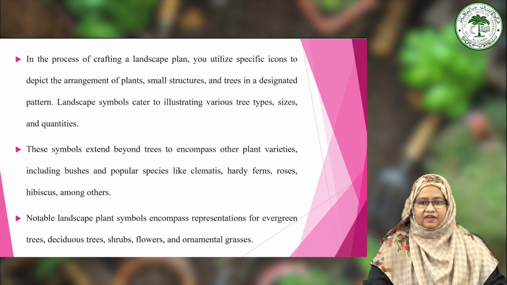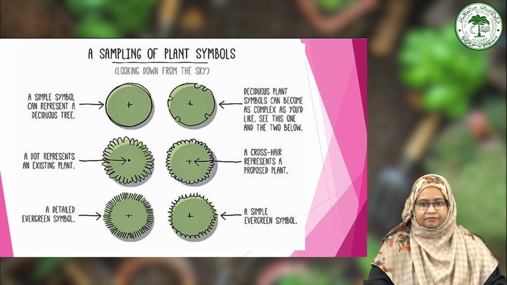Moreover, they can represent various plant varieties including bushes and popular species like clematis, hardy ferns, roses, hibiscus. Common landscape plant symbols encompass categories such as evergreen tree symbols, deciduous tree symbols, shrub, flower and ornamental grass symbols.